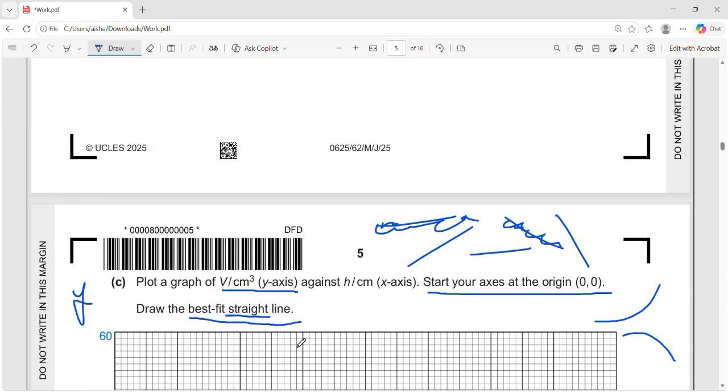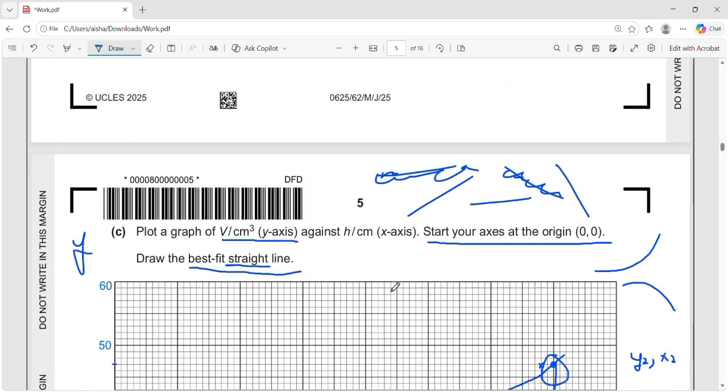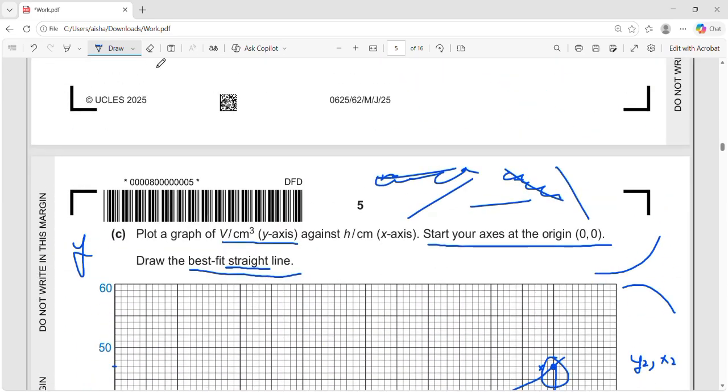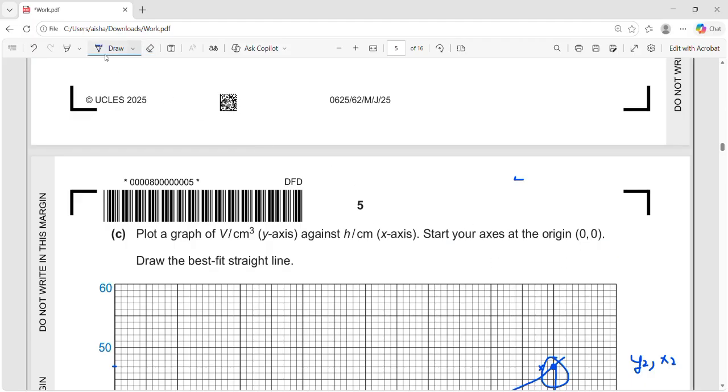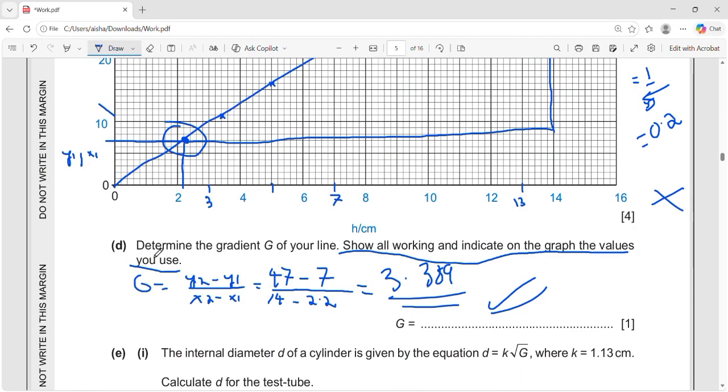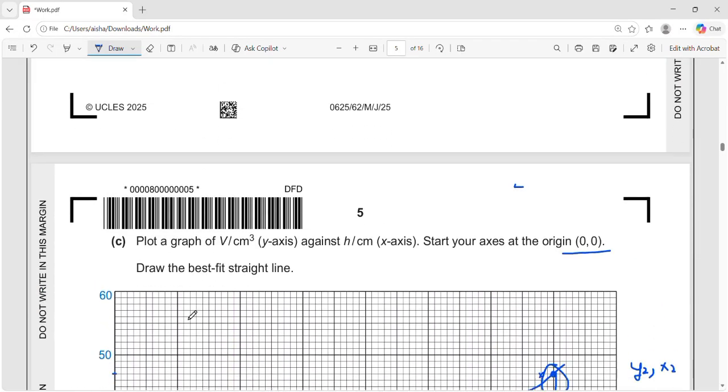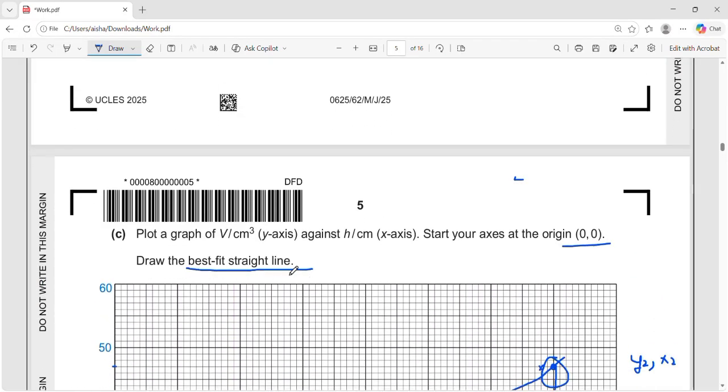Then start your axis at the origin. We have to start from here, 0 0, and draw the best fit straight line. Now it's really important that you draw the best fit straight line, meaning you have to draw a line either like this. A straight line can be all of these. Okay, all of these are straight lines.